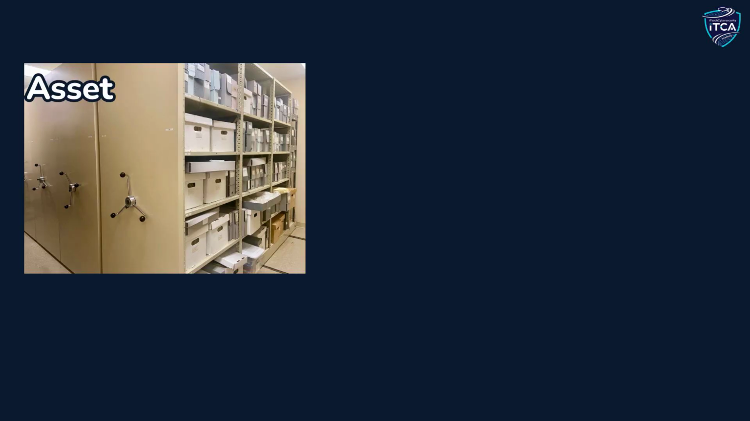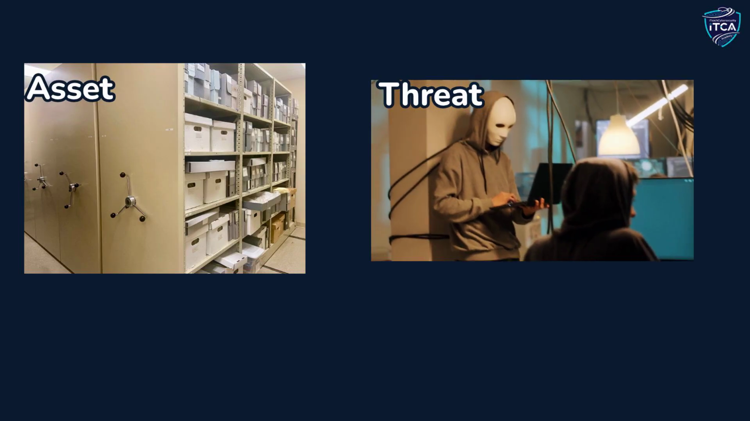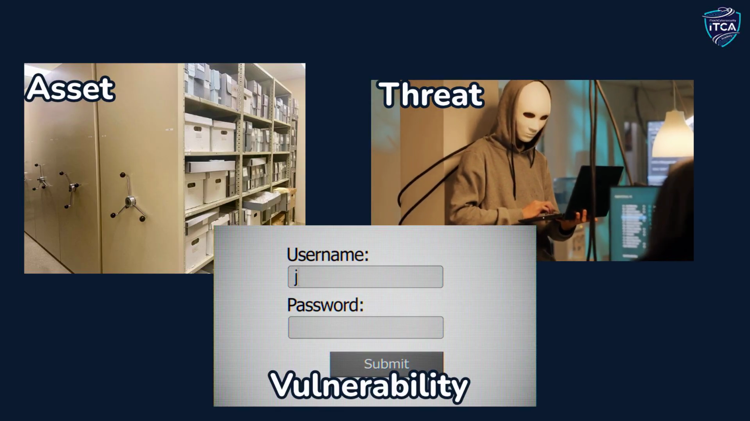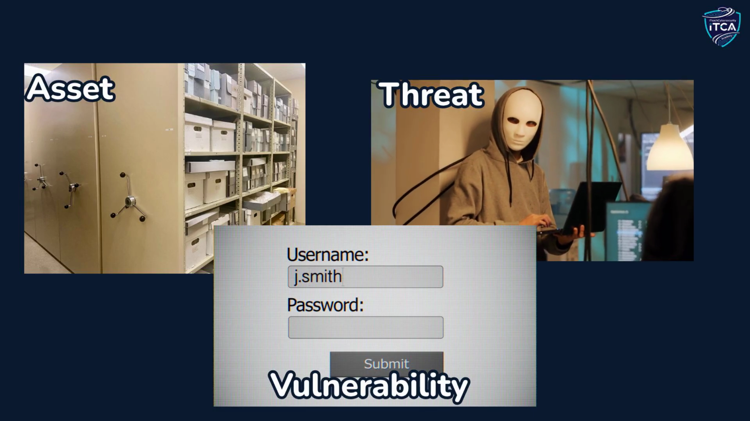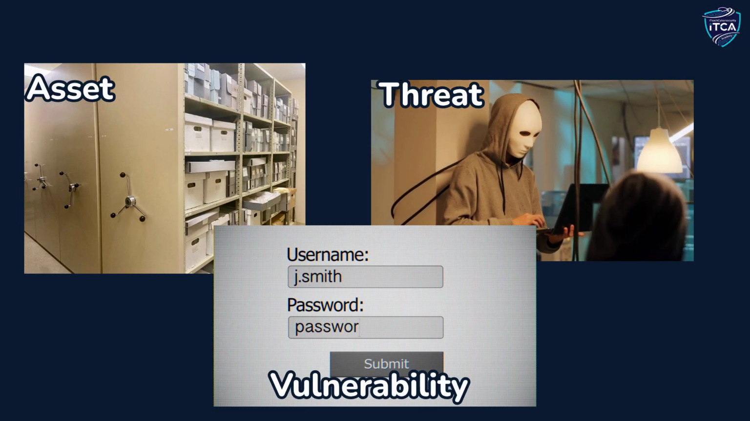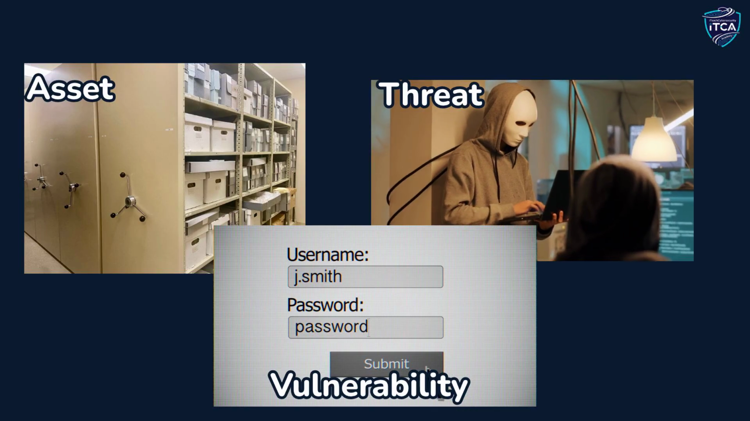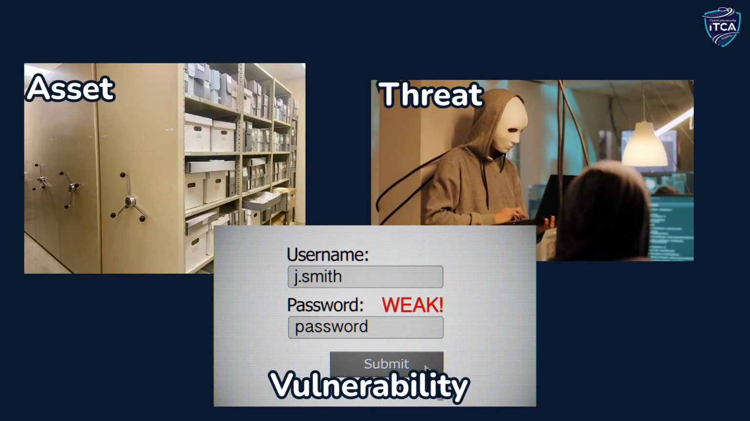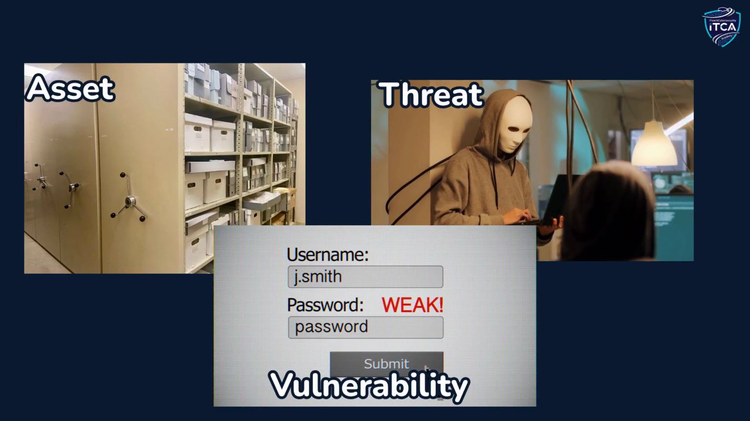Let's walk through a simple example. The asset is student records stored in a school portal. The threat is a hacker trying to gain unauthorized access. The vulnerability is weak passwords used by students and staff. The impact is high because sensitive personal data could be exposed. When likelihood and impact are combined, the risk level is high. This tells us the issue needs urgent attention.